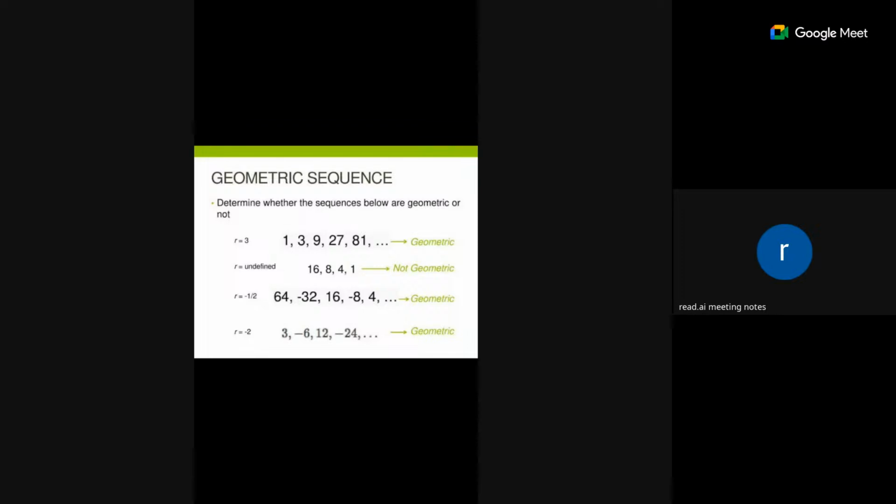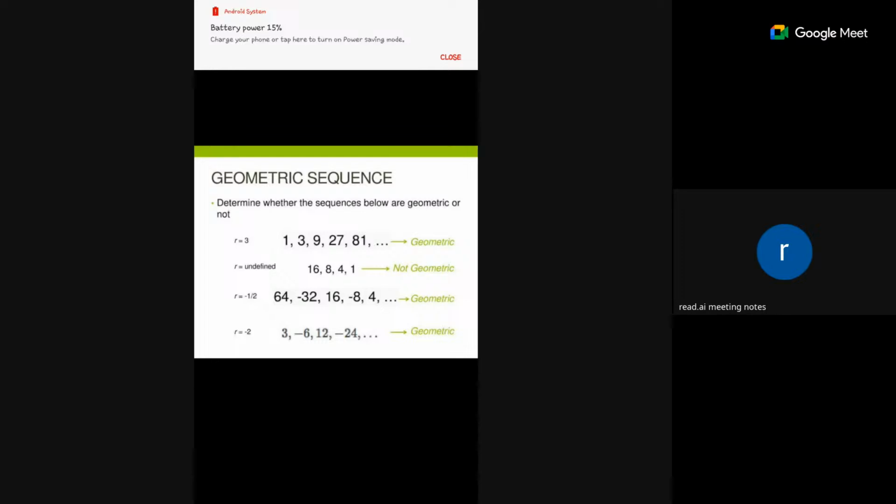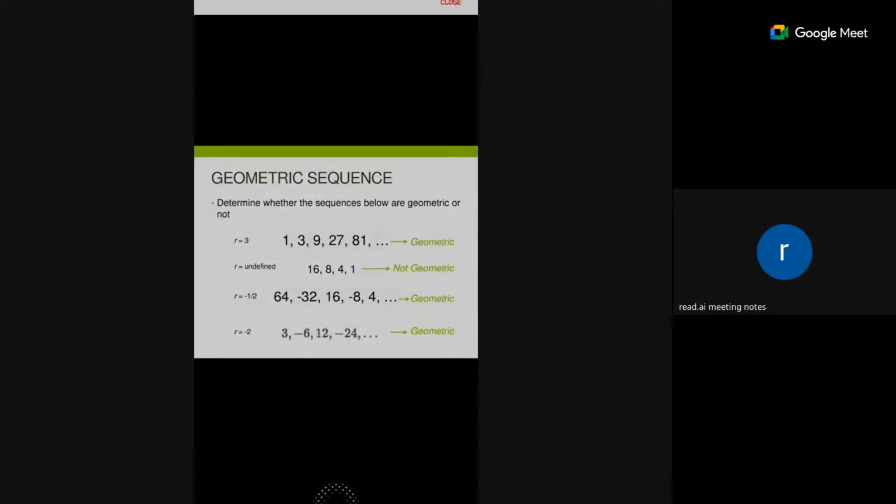Then the next one. We are trying to determine whether the sequences below are geometric or not. So 1, 3, 9, 27, 81. If you divide 3 by 1, that is the second term divided by the first term, you are going to have 3. Then 9 divided by 3, I'm still going to have 3. 27 divided by 9, still 3. 81 divided by 27, still 3. As long as my common ratio is 3 and it's the same all through, it's a geometric sequence.